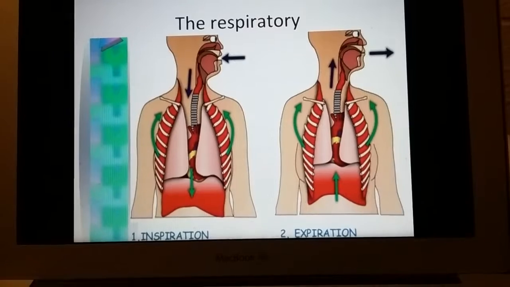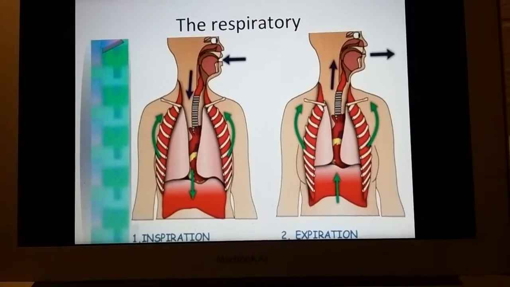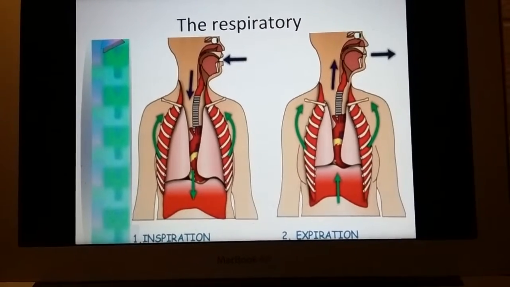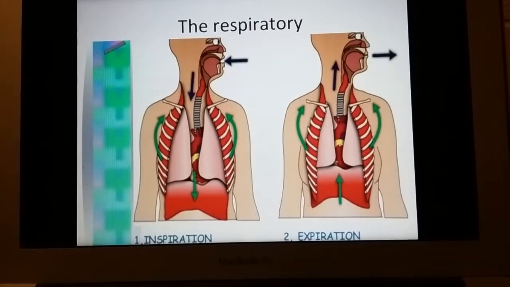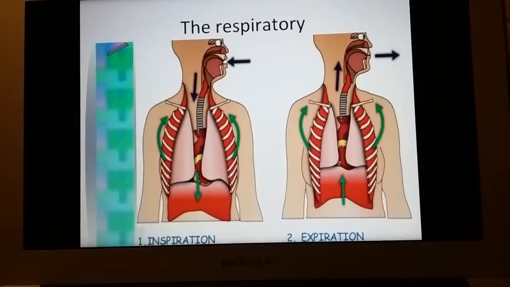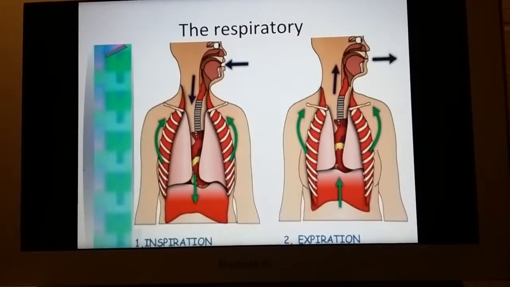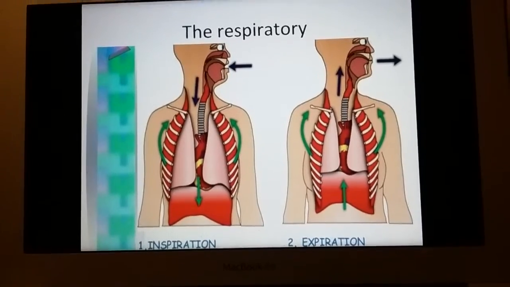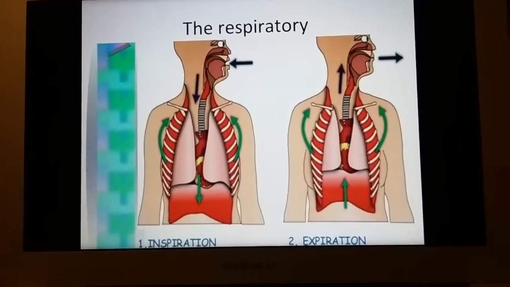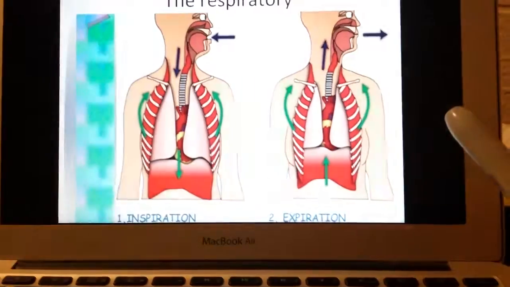Enforced expiration, when it is necessary to empty the lungs of more air than normal: the abdominal muscles contract and force the diaphragm upwards, and contraction of the internal intercostal muscles actively pulls the ribs downwards.